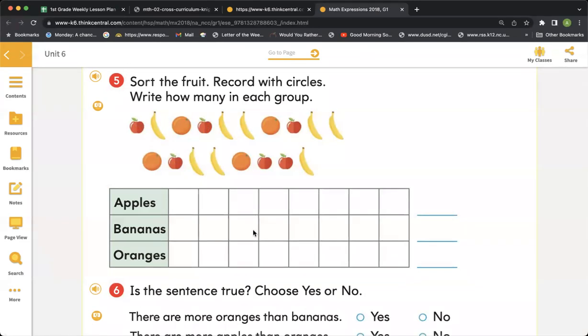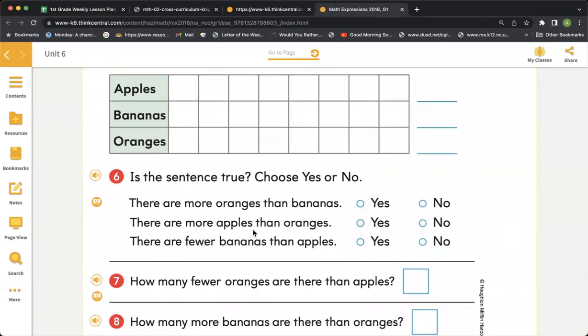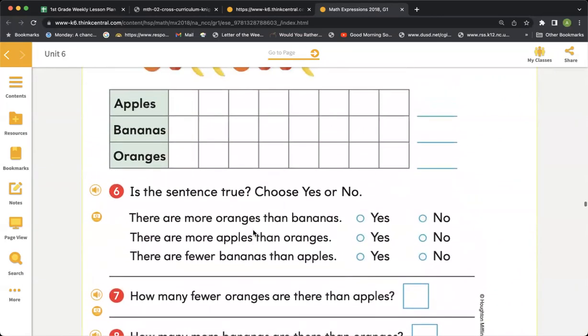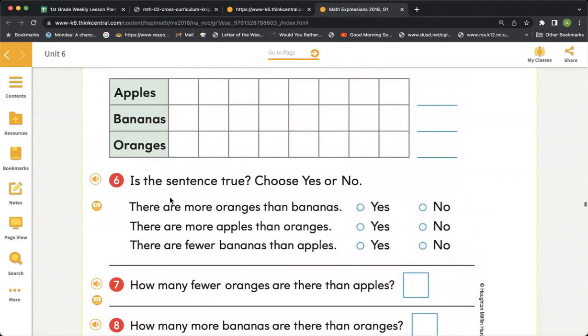Now that you've sorted and counted, let's go ahead and answer some questions on these problems. Question 6 is a true yes or no question. There are more oranges than bananas. Yes or no?